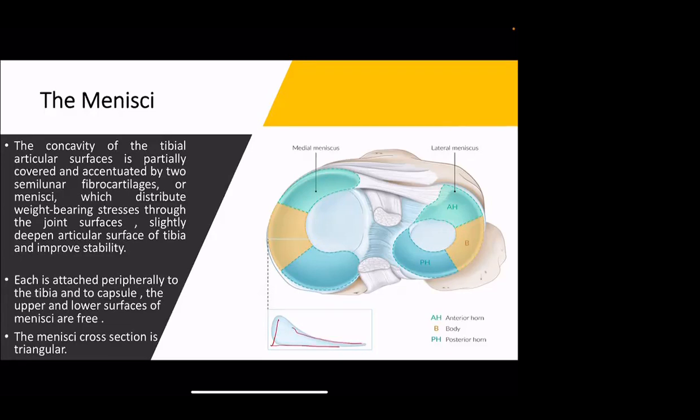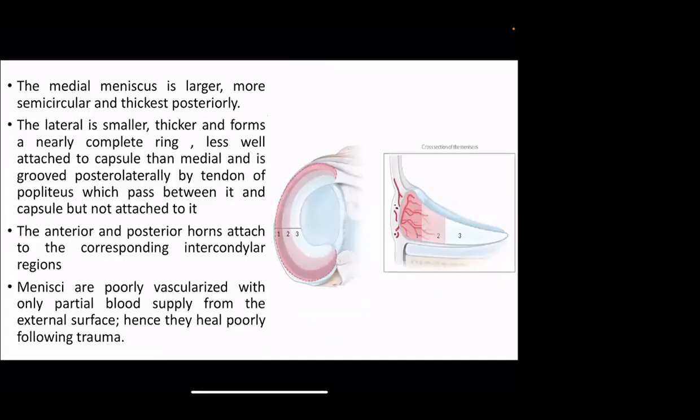The menisci are triangular in cross-section. This is the medial meniscus, which is larger than the lateral meniscus. The medial meniscus has an anterior horn, a body, and the largest posterior horn, while the lateral meniscus has anterior and posterior horns, which are relatively the same size, and a body. The anterior and posterior horns attach to the corresponding intercondylar regions. Menisci are poorly vascularized, with only partial blood supply from the external surface. Hence, they heal poorly following trauma.